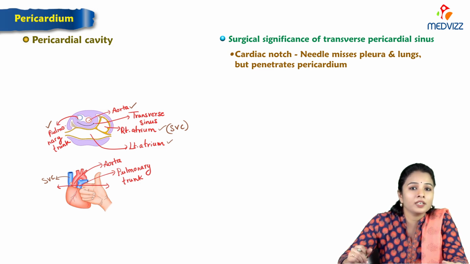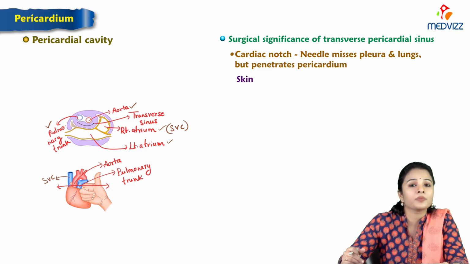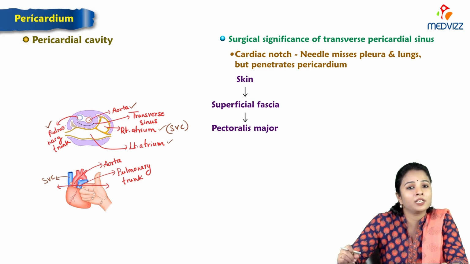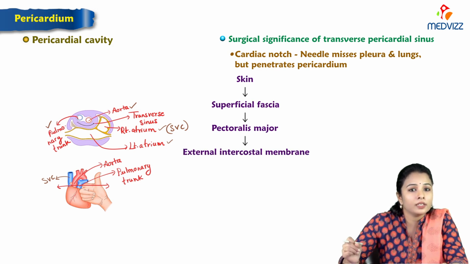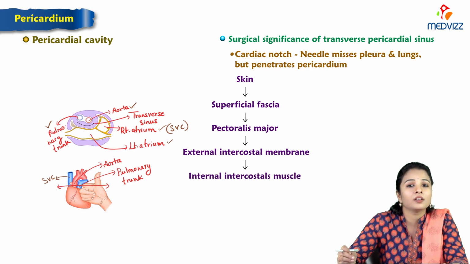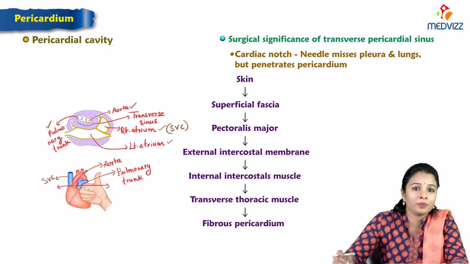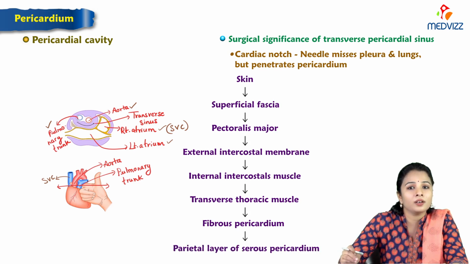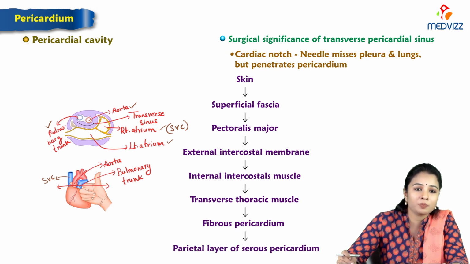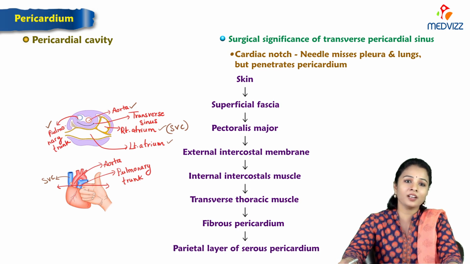The needle penetrates in this way: it penetrates first the skin, superficial fascia, then the pectoralis major muscle, external intercostal membrane, internal intercostal muscle, transversus thoracic muscle, and finally it pierces the fibrous pericardium and the parietal layer of serous pericardium to reach the pericardial cavity.